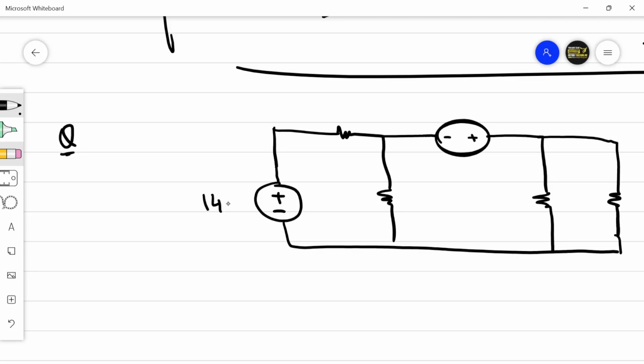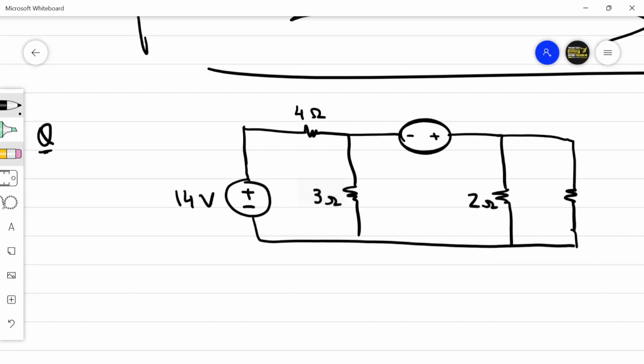So you have a 14 volt voltage source here, you have a 4 ohm resistance here, you have a 3 ohm resistance here, you have a 2 ohm resistance here, you have a 6 ohm resistance here। यहाँ से जो करंट है that is I, इसके अक्रॉस जो वोल्टेज है that is V। क्वेश्चन इज फाइंड I एंड V। ठीक है, तो इसमें एक्चुअली आपको नोडल एनालिसिस यूज करना है टू फाइंड I एंड V। Also this is 6 volts.